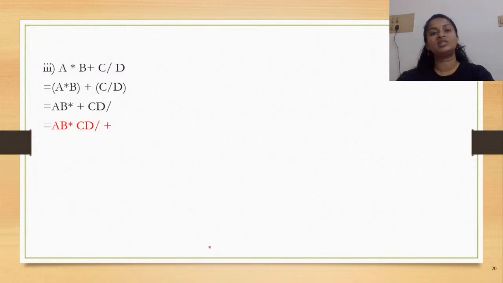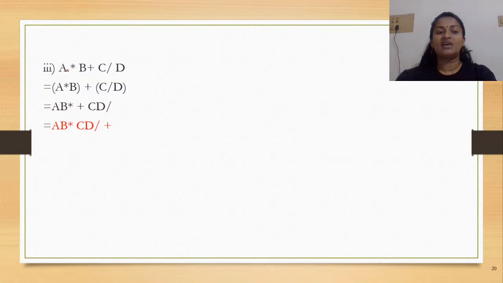Now we'll see one more example. Now I have just introduced parentheses to show the order, asterisk to be given priority, and then slash also to be given priority over plus. This is why I have just introduced parentheses or brackets here.